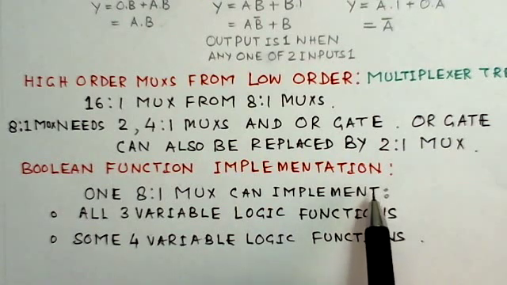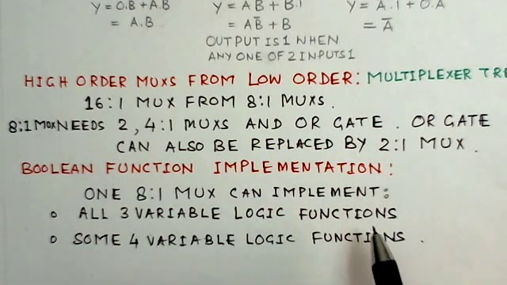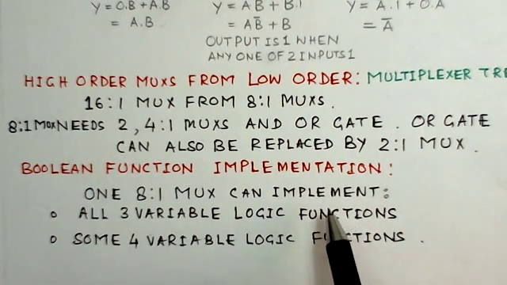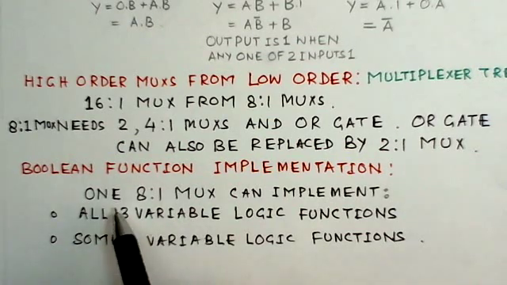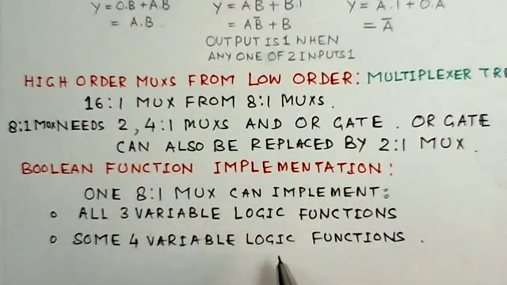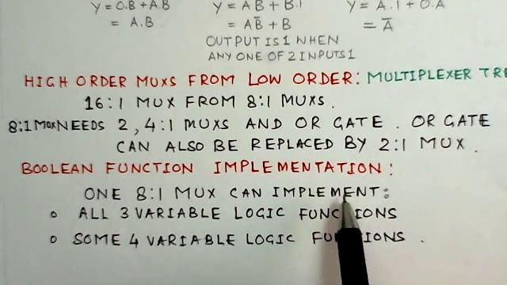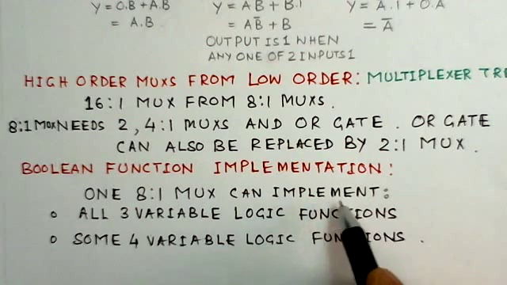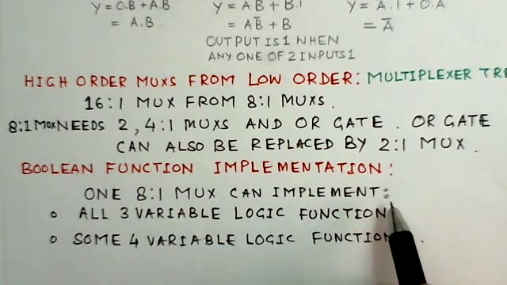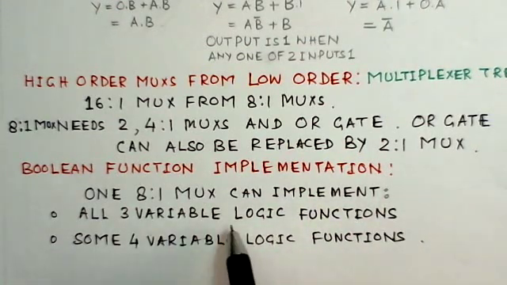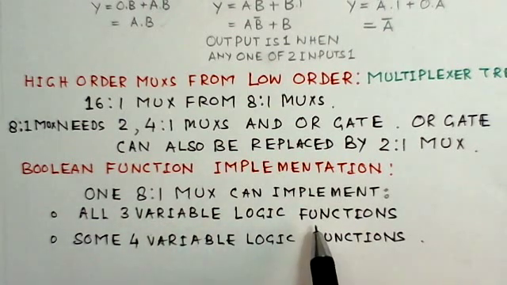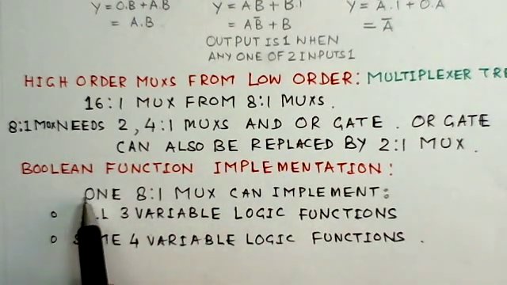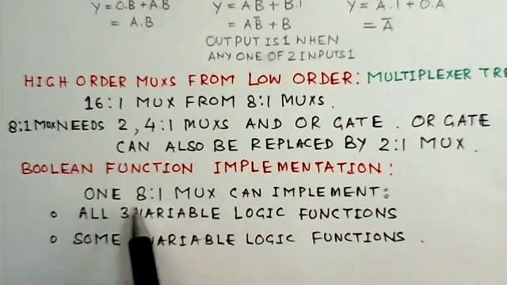Boolean function implementation is one of the very important tasks for these multiplexers, and they can do it very nicely. If the corresponding Boolean equation or a corresponding truth table is there, you can simulate that truth table using the multiplexers. I'm only summarizing the details. You will find in the books how it is done.